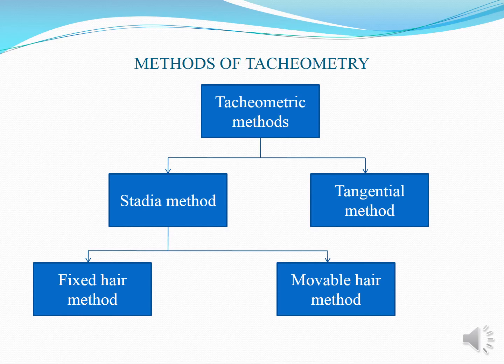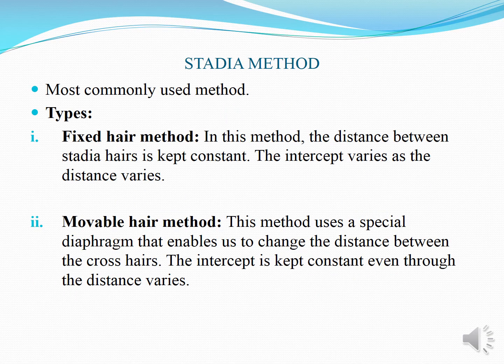There are two basic methods of tachometry. First one is the stadia method and second one is the tangential method. The stadia method is the most commonly used method, and there are two forms of stadia method. First is the fixed hair method and second is the movable hair method. So let's see them one by one.